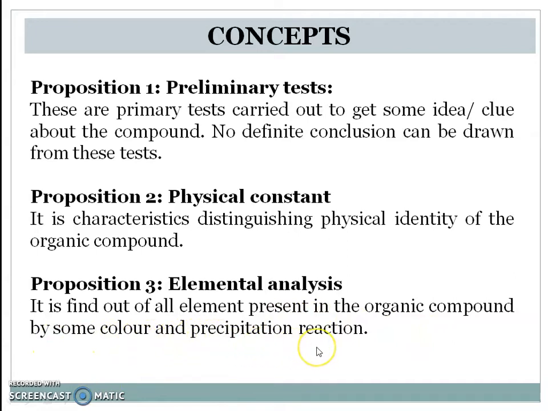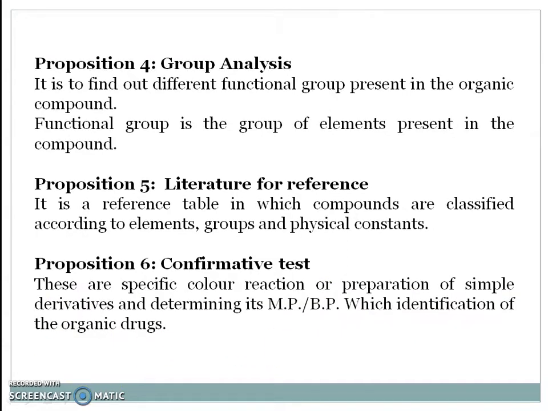and precipitation reactions. Proposition 4, group analysis. It is to find out different functional groups present in the organic compound. Functional group is the group of elements present in the compound. Proposition 5, literature for the references. It is a reference table in which compounds are classified according to element, group, and physical constant.